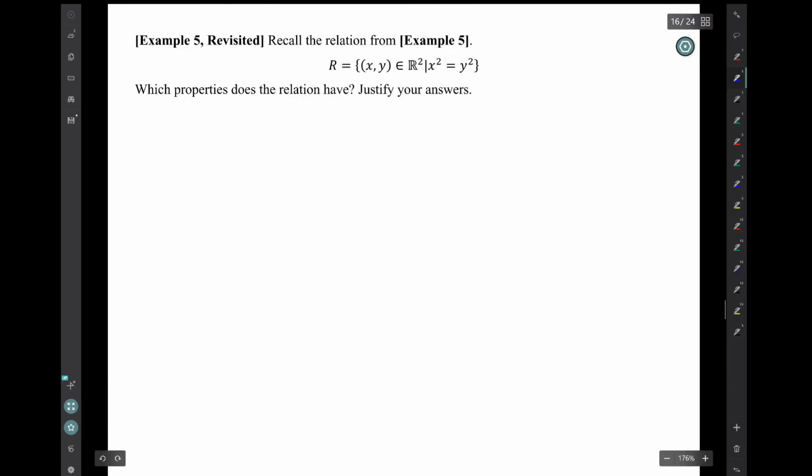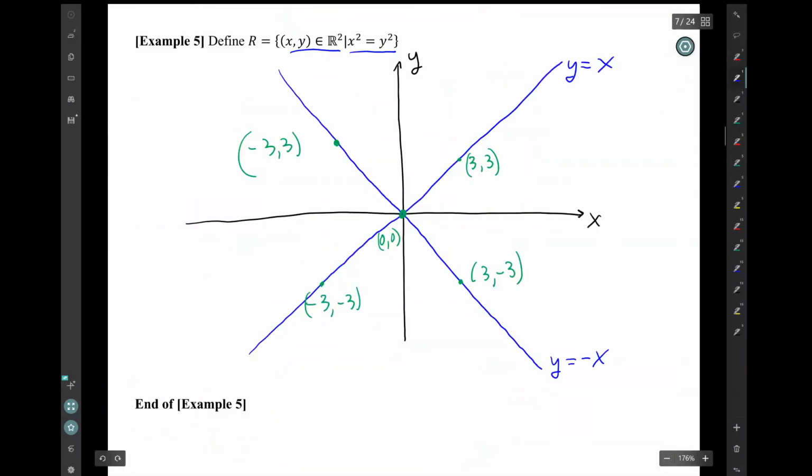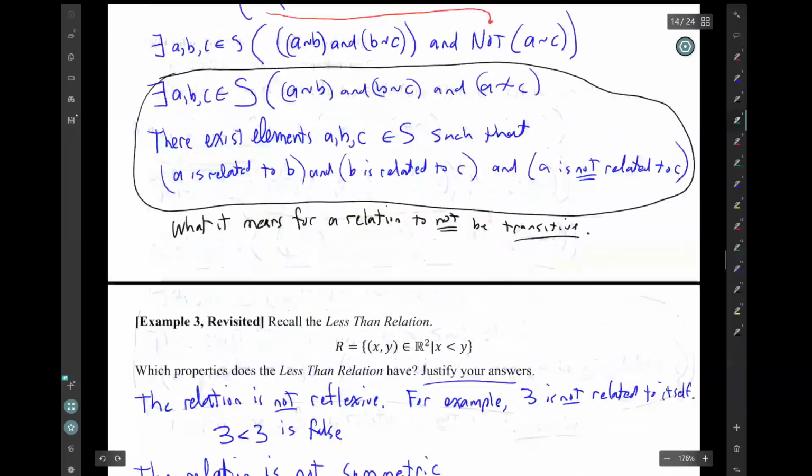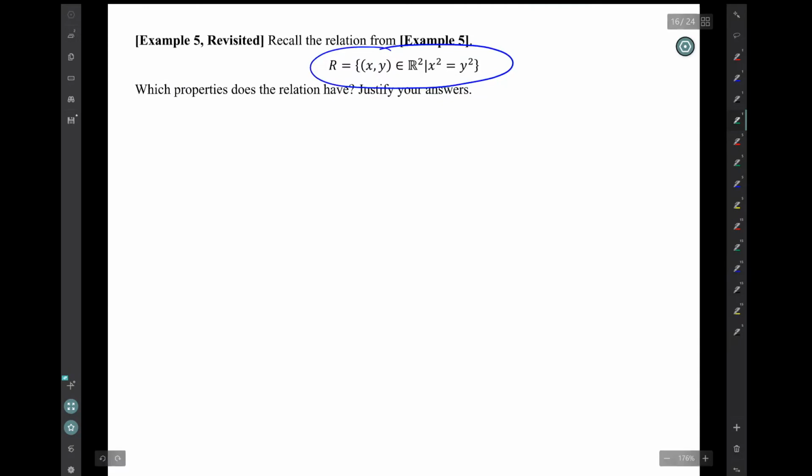Let's go on. What about the relation from example 5? This relation, x squared equals y squared. Which properties does this relation have? Well, is it reflexive? Notice that the graph of this relation contains the main diagonal. So the points on that diagonal are of the form x comma x. So when you see that in the graph of a relation, that the main diagonal is completely contained in the relation, then that tells you that the relation is reflexive. But how do we do an official proof of this? Well, we have to introduce a generic element of the real numbers.